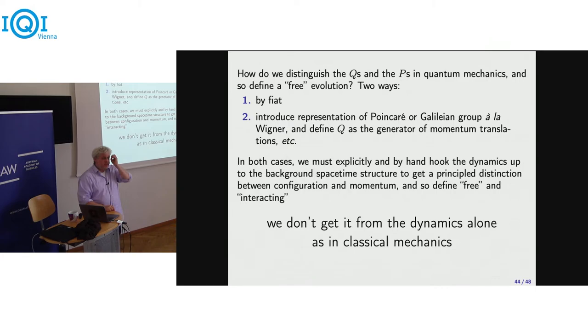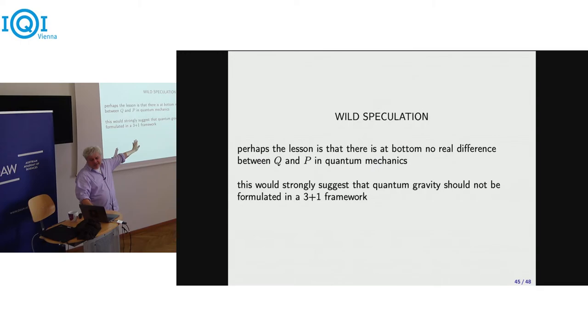So, wild speculation, not really relevant to this talk, but I thought I'd throw it in there anyway. Perhaps the lesson is that there's no real difference between Q and P in quantum mechanics, and so quantum gravity shouldn't be formulated in a 3+1 framework. This really irritated Carlo when he saw this. But I think I actually put this slide in there. Because in order to write down GR in a 3+1 formulation, I have to know what the space-like and what the time-like directions are, which are encoded in which are the Qs and the Ps.